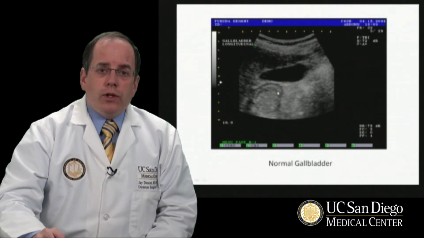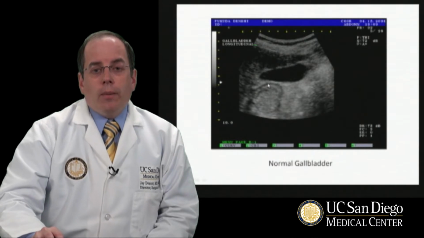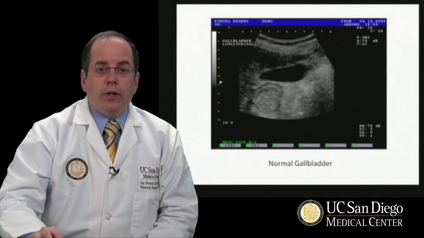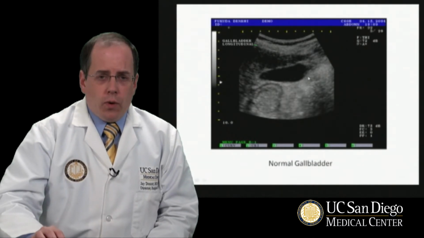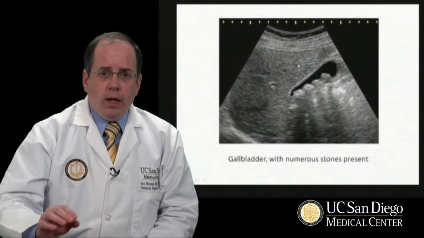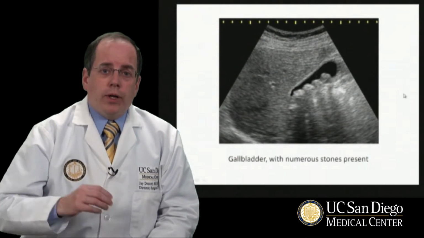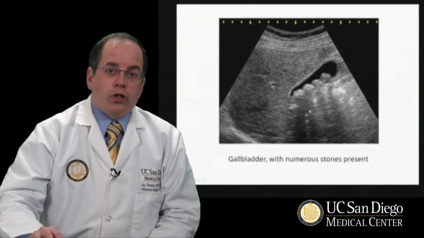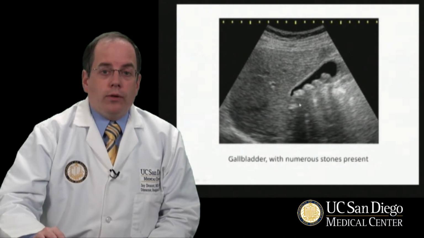The gallbladder is easily visualized as this dark object in the center of the field, which has some post-enhancement of the cystic structure. The gallbladder wall is not thickened, and there's no evidence of stones. Here's a gallbladder with stones. The stones usually have bright reflectivity, and you can see they're quite bright here. Behind each stone, there's acoustic shadowing, which is pathognomonic of cholelithiasis.